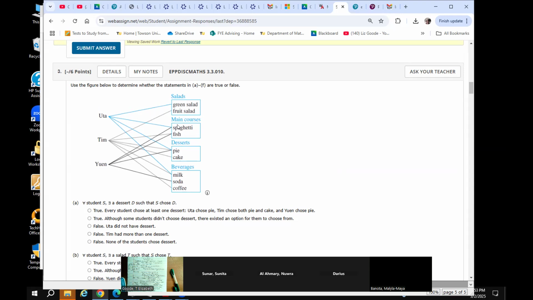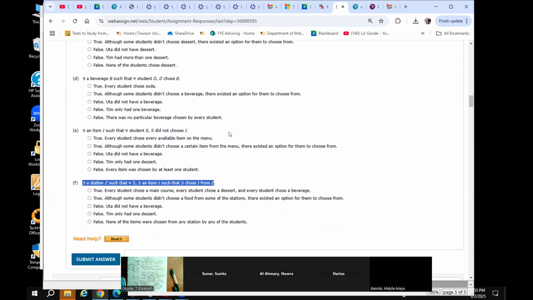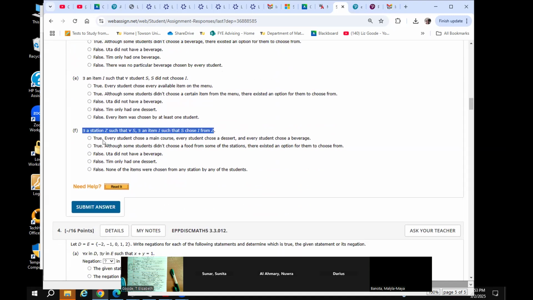What about desserts? Did everybody get a dessert? Yeah, so there's that one too. And what about beverages? Did everybody get a drink? Beverages too. So in fact, there are three, but that means there exists at least one station that every student got something from. So yeah, but it's a little tricky, isn't it?